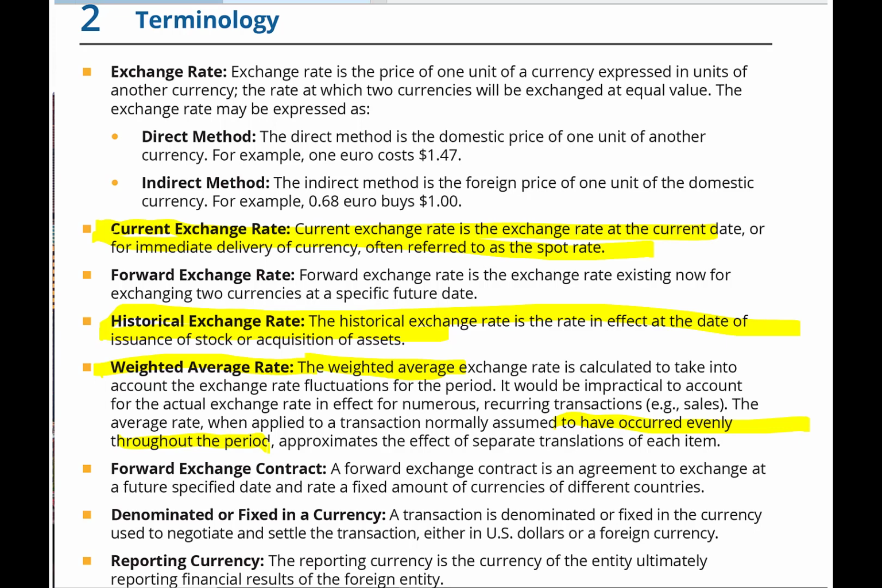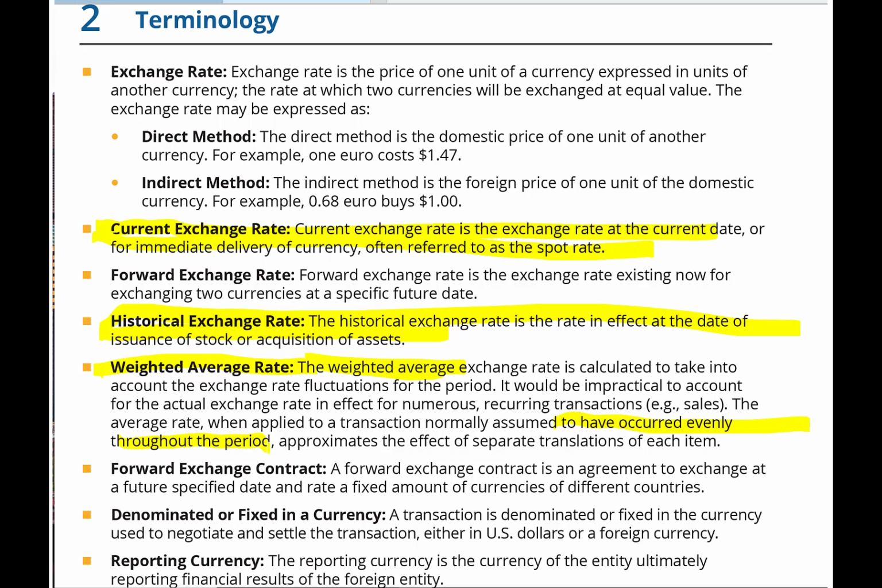Now, it gets a little bit confusing sometimes when we talk about inventory, because in some questions we'll see that they acquired the inventory at a particular date and they just use the historical rate for a non-monetary balance sheet item like inventory. They will simply use the date of the transaction. But in some questions you'll see it contemplated that the inventory was acquired evenly throughout the year, in which case you'd use weighted average.